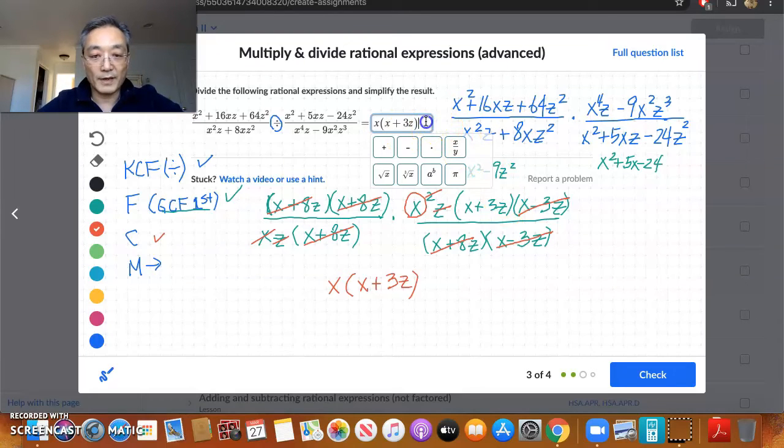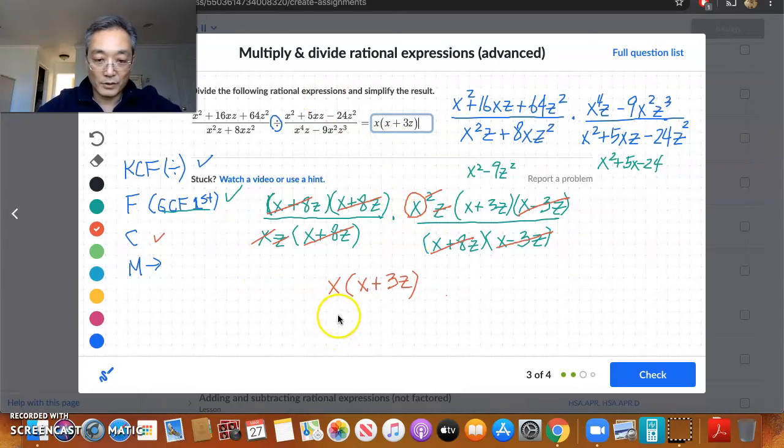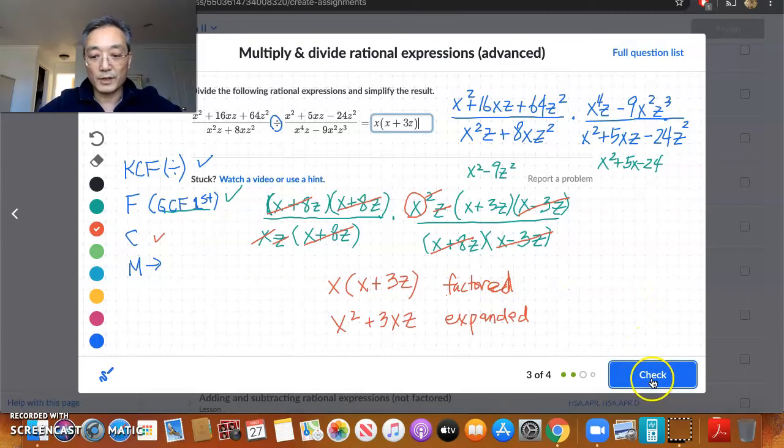Okay, and again, you could write it in factored form, or you could write it in expanded form, right? If you wanted to expand this, you could have written this as x squared plus 3xz, but I don't really think there's a need unless the directions told you to write this in expanded form, right? This is expanded form, and this is in factored form, correct? Oops, sorry, factored. Okay, so let's check. And that is correct.